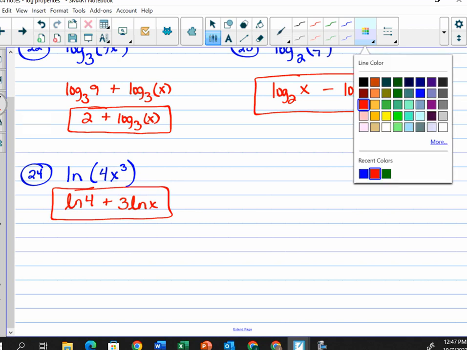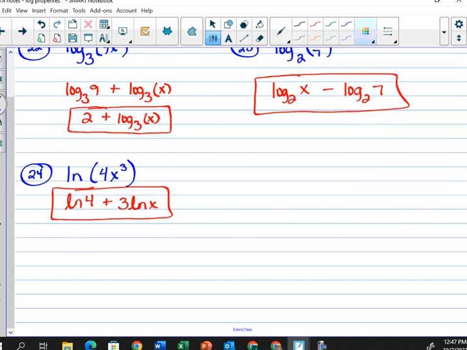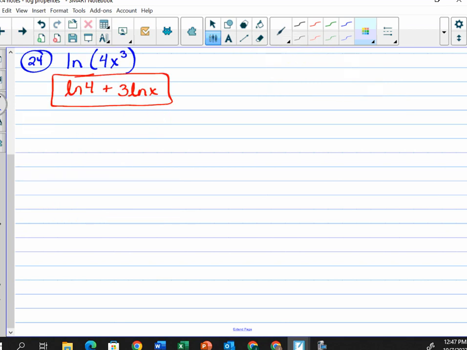All right, let's keep expanding. Let's make it a little more complicated, just for fun. All right, let's do natural log. Okay, try that one. Natural log of a times b times x to the fourth over y squared z.